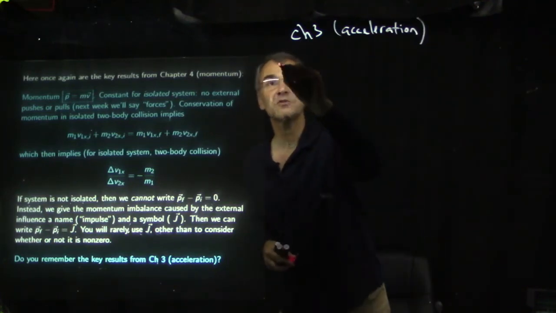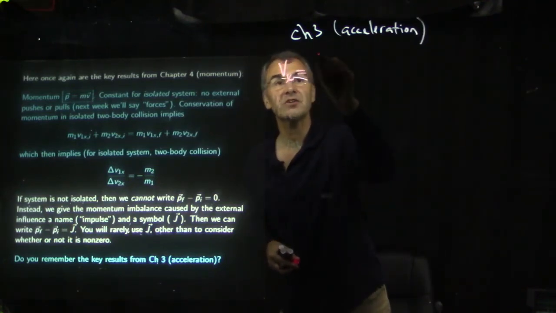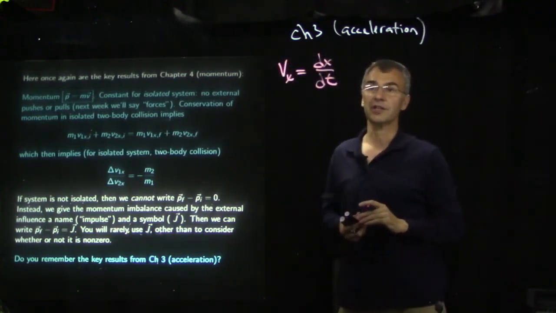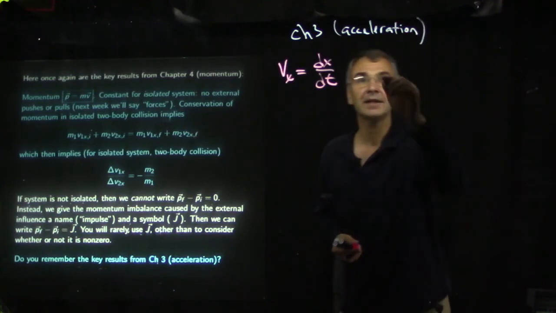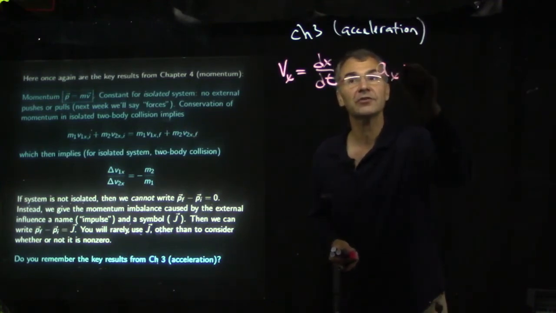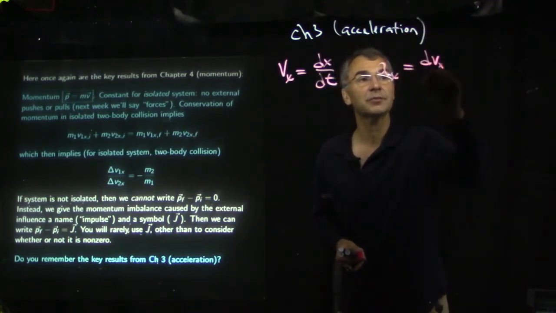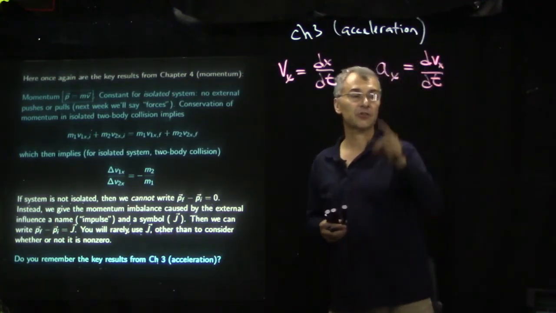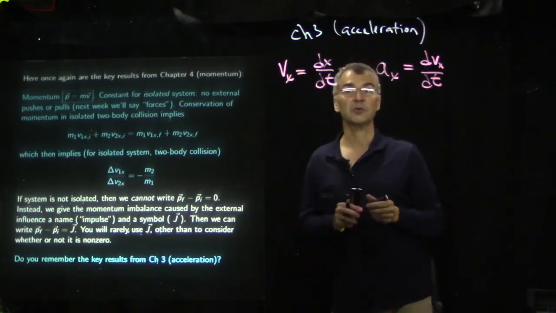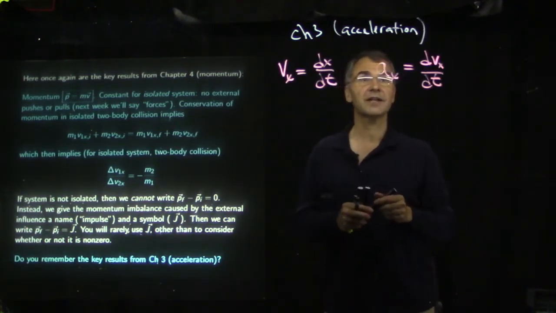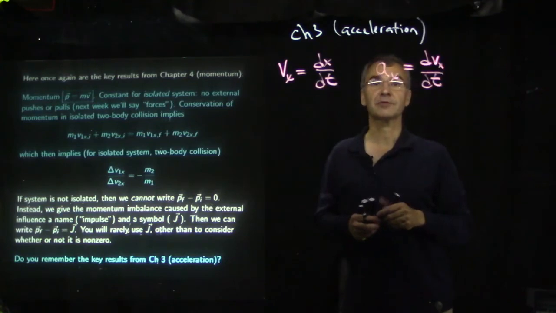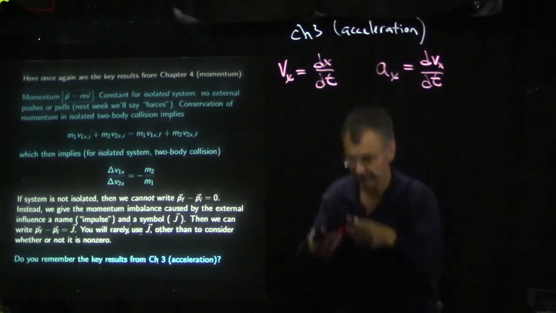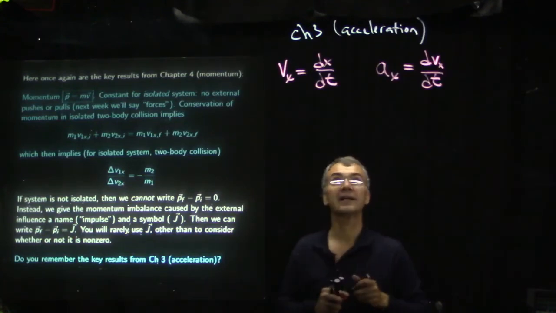One, this is really from chapter 2. V sub x is dx by dt. The x component of velocity is the rate of change of the x coordinate. And then we have a sub x is dv sub x by dt. So the x component of acceleration is the rate of change of the x component of velocity. Or we could write it in vector form. I could say a with an arrow is the time derivative of v with an arrow, but let's not do that.